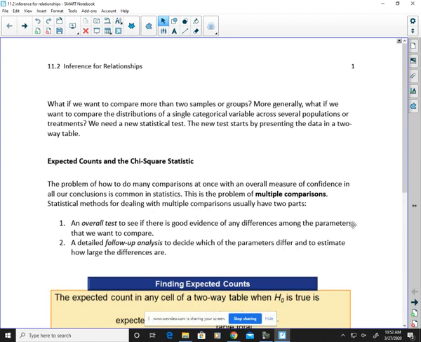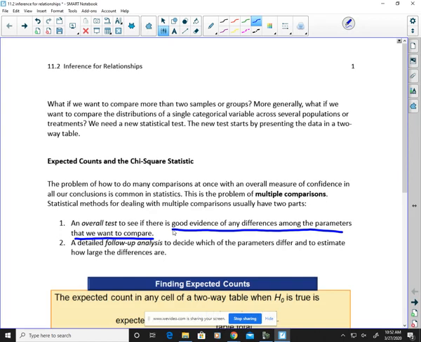Now, in chi-squared tests, which we're doing today in 11.2, you have two sample groups. Maybe you have two populations, or maybe you have one population, but you have two groups out of that population. So now we're trying to see an overall test. Is there good evidence of a difference in the parameters that we're trying to compare? Maybe from population to population, maybe from characteristic to characteristic. Categorical data, requiring the chi-squared test, which is a test for categorical data.